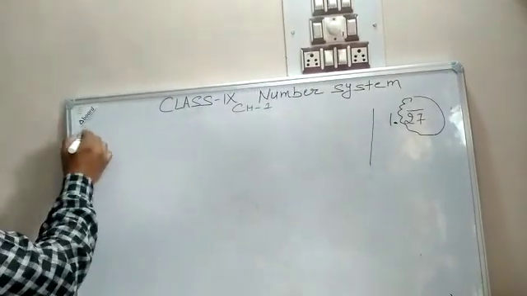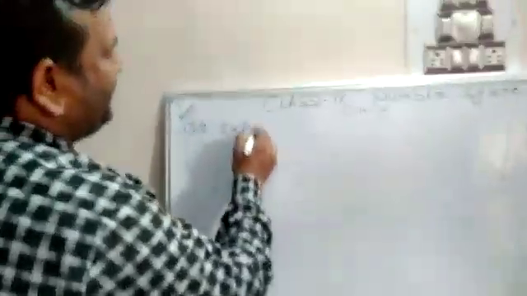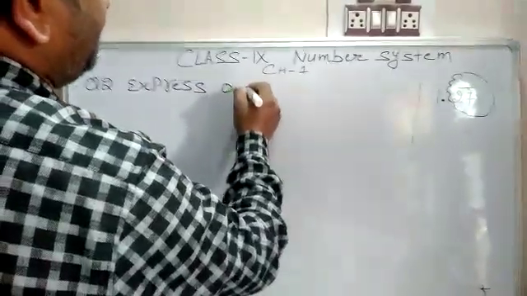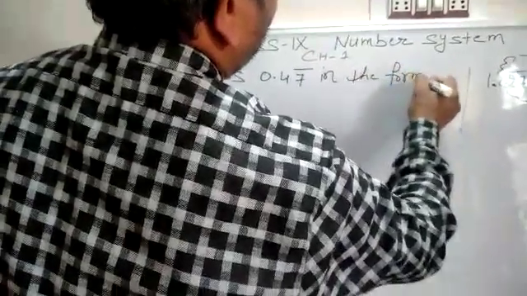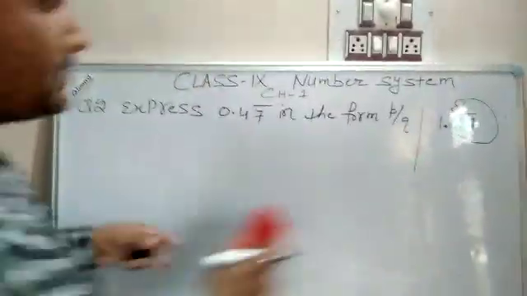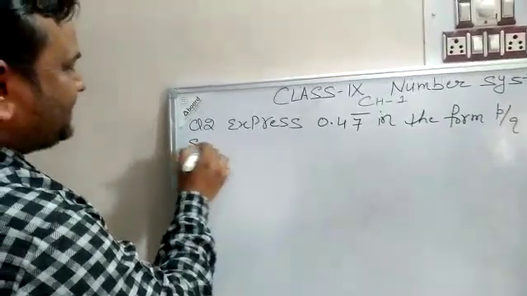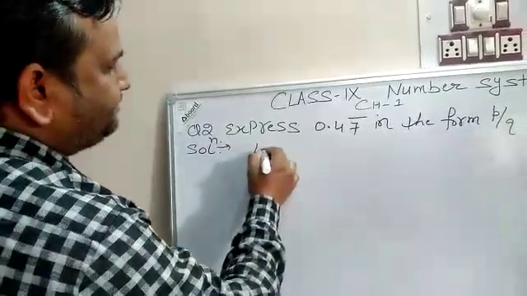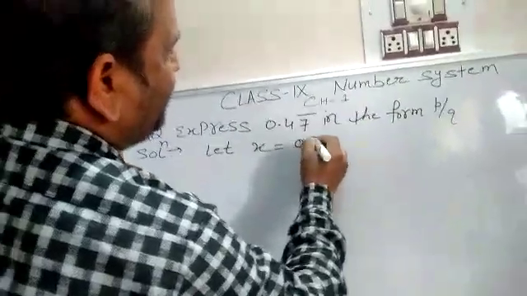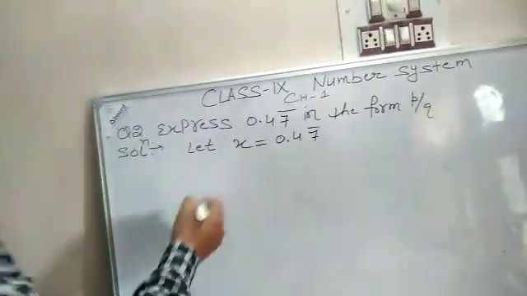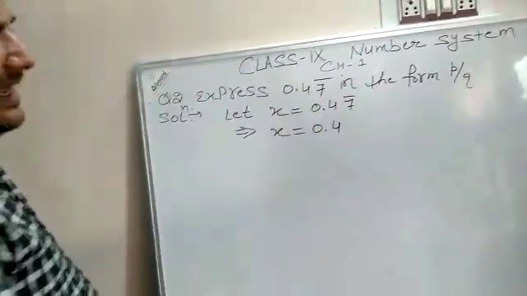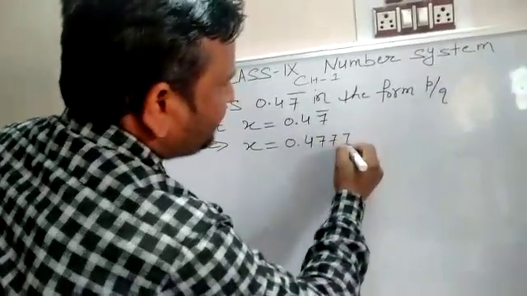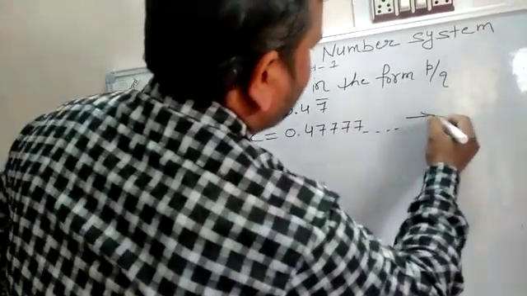So express, question number 2, express 0.47 bar in the form P upon Q. Now we start type second. The starting process is the same. Let x is equal to 0.47 bar. So we can write x is equal to 0.4, and on 7 we have the bar, so 7 is in the repetition form only.